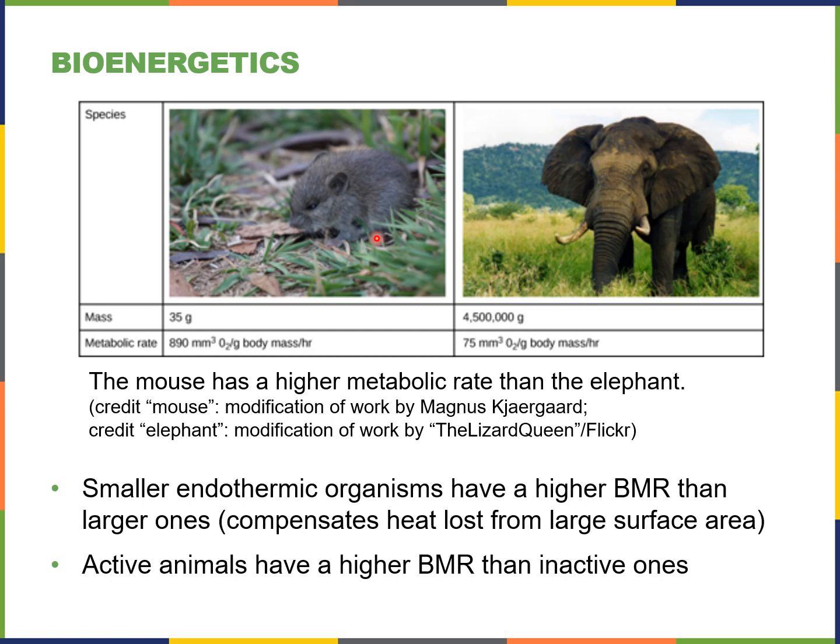They have to expend more energy to do the things that larger animals can do in, say, fewer steps or whatever it might be. So smaller endothermic organisms actually have a higher BMR than the larger ones because they're losing that energy or that heat so much faster. In addition, if you are more active, then you're going to have a higher BMR than inactive ones. Just like when I talked about if you're working out versus not working out, then your BMR will increase as you are expending more energy. You're able to take in more energy through nutrients.